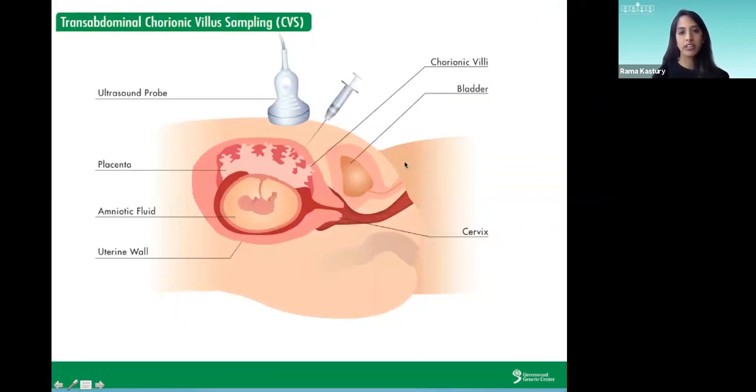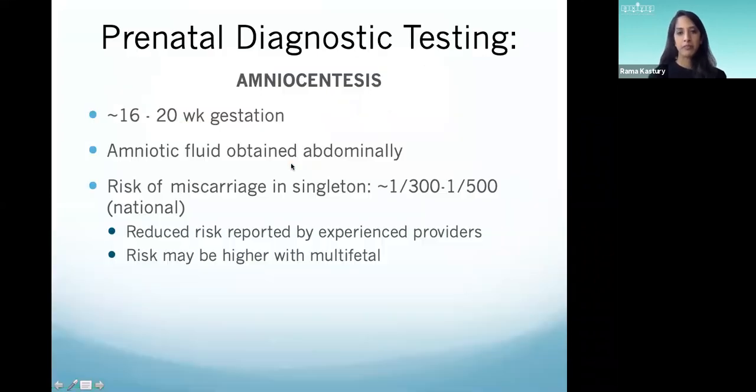With transabdominal CVS, in this case, the placenta is on the top of the pregnancy, closer to your belly and easier to access, so anterior placenta. And so we would use a small needle through the belly with ultrasound guidance so that we can see everything appropriately.